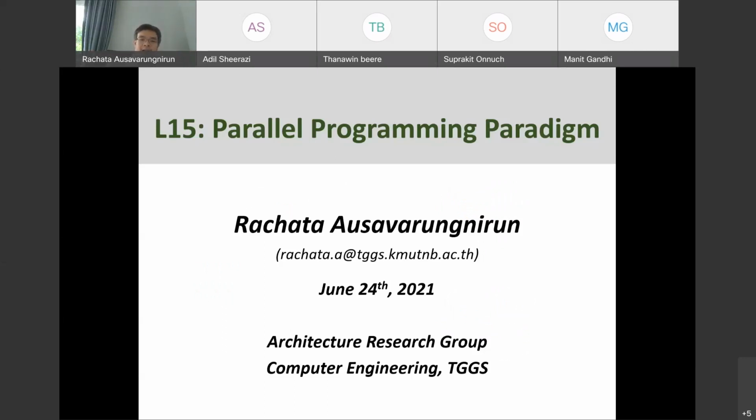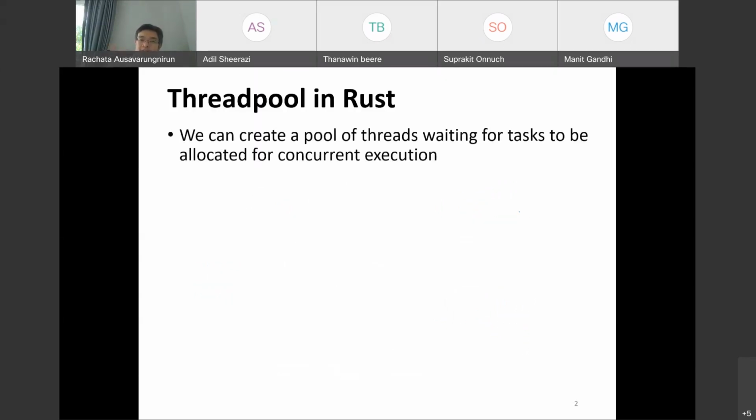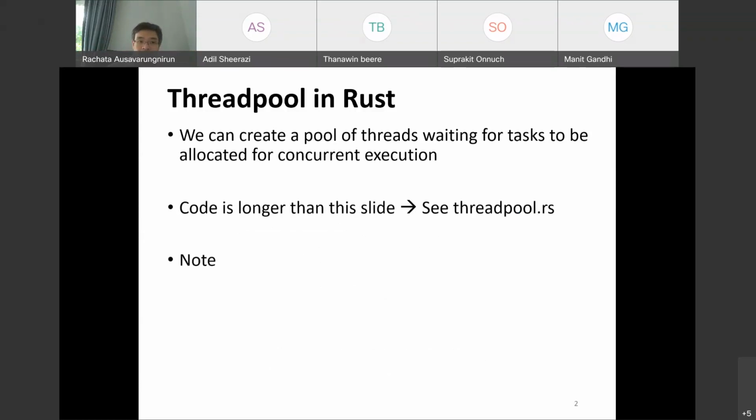And we have one example about things that you can do with Rust before we begin. This is basically from the end of last class, because of the interest of time, we were not able to cover this part. But we do have a code that performs Threadpool, which is basically a pool of threads waiting for tasks to be allocated for concurrent execution. The code is available in threadpool.rs, right?